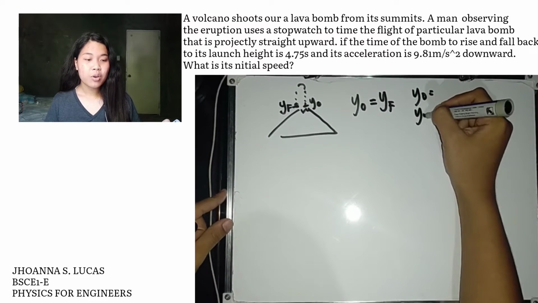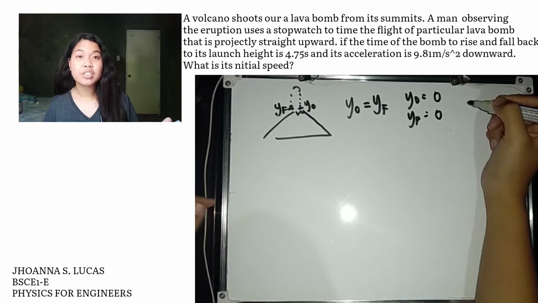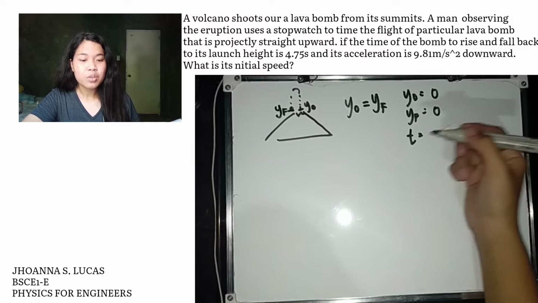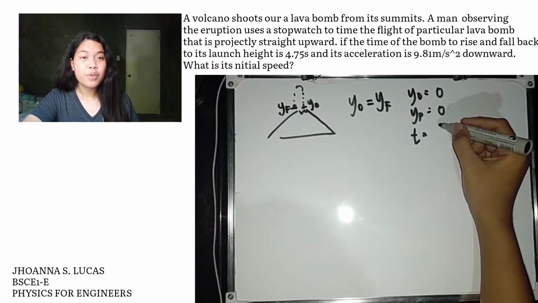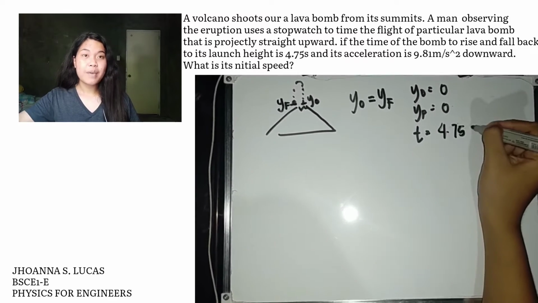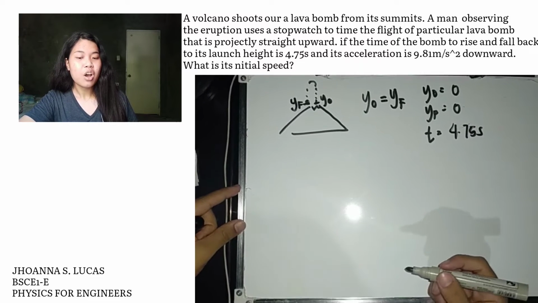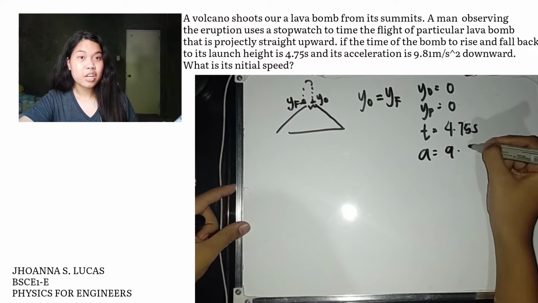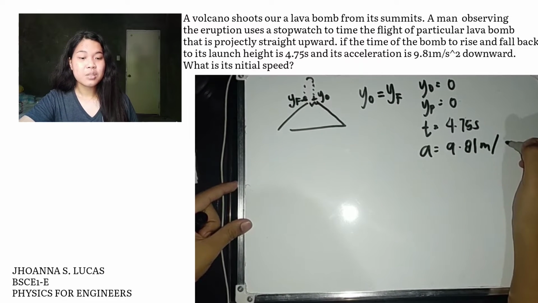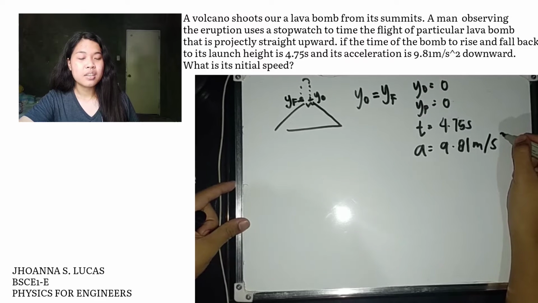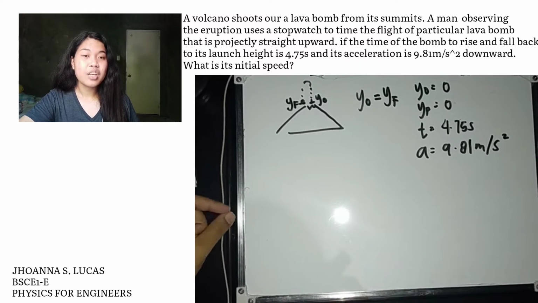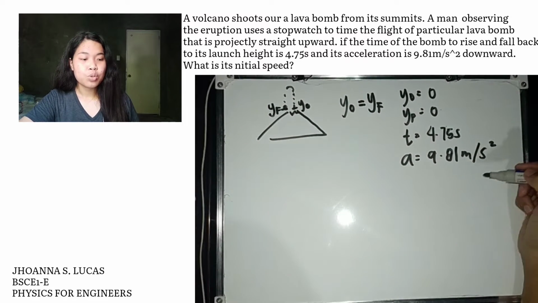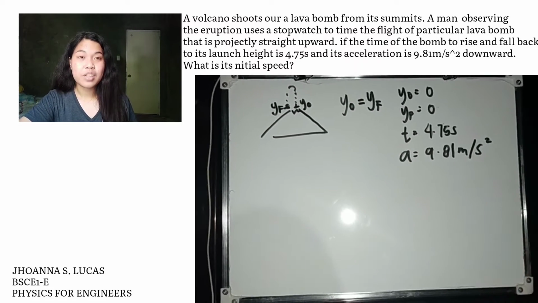We also have time according to the problem. The time for the bomb to rise and fall back to its launch height is 4.75 seconds. So our time is 4.75 seconds and obviously our acceleration is 9.81 meter per second squared from the gravity's value. Now that we know all the given, we can now choose the equation that is applicable in this problem.